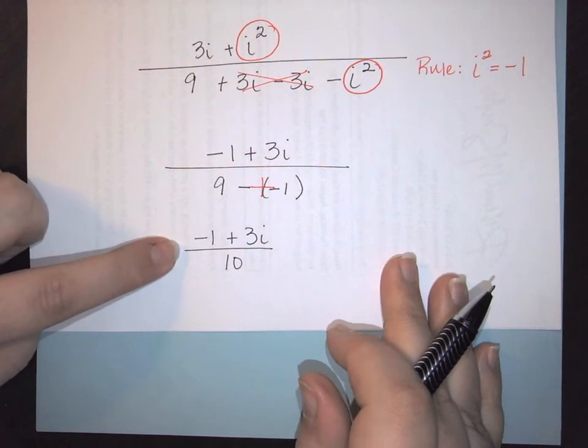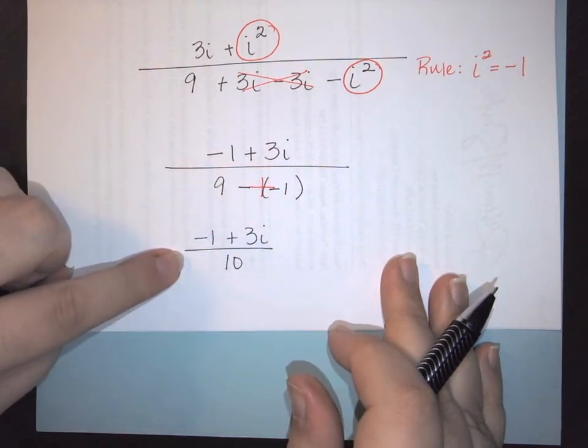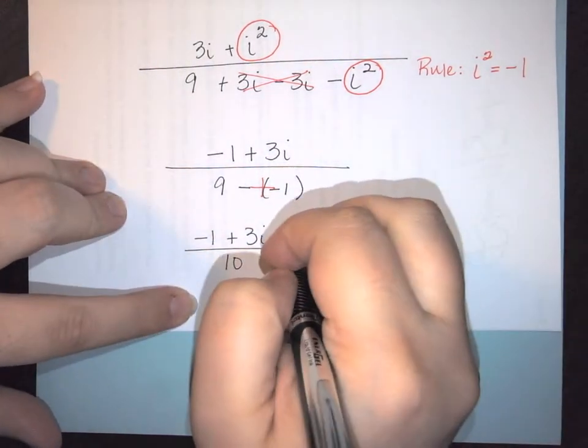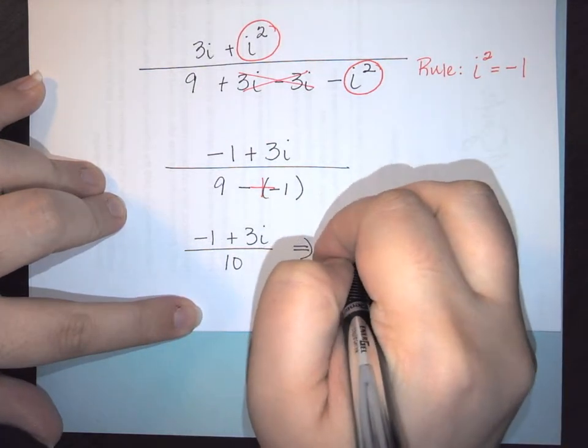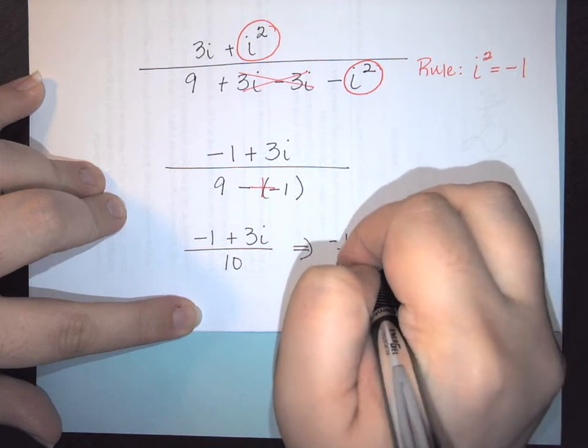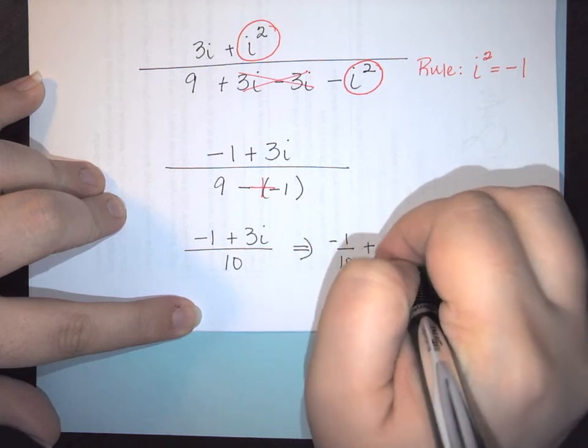Now, if you look at this, technically this is not our complex form. So we need to break our fractions apart, which means we are going to have negative 1 over 10 plus 3 over 10 i.